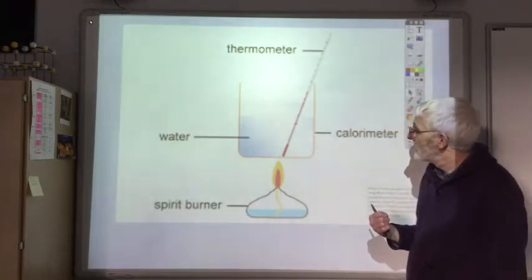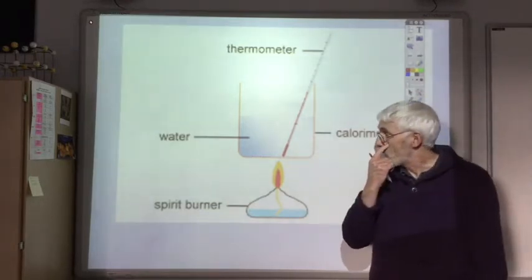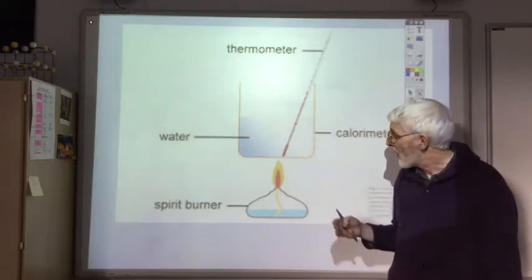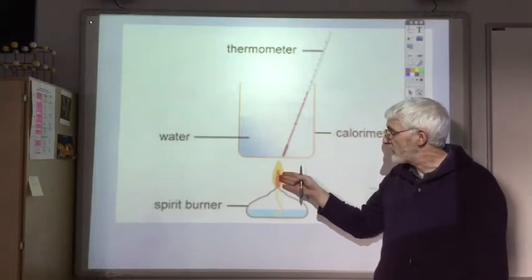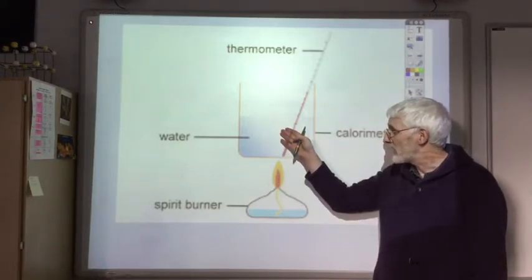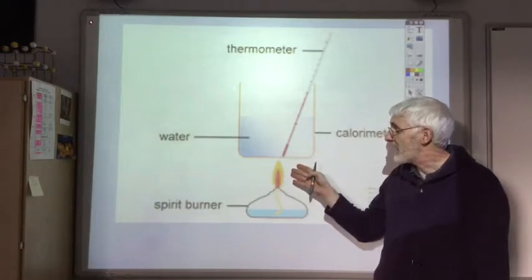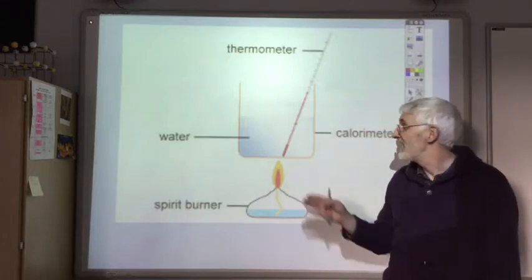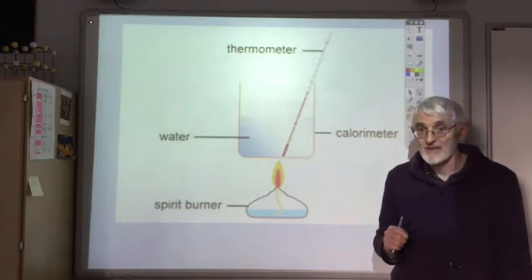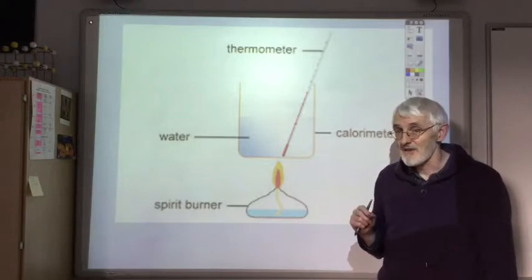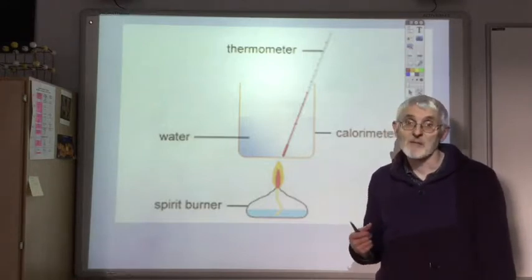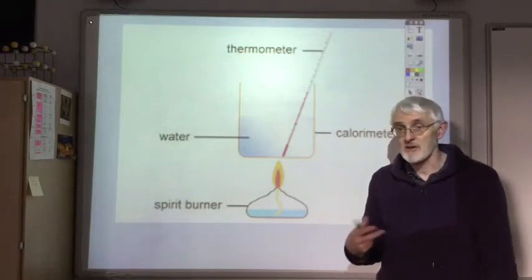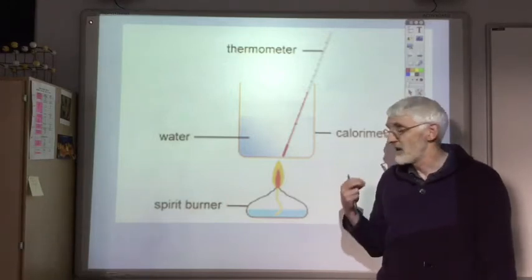The other main reason for getting a lower value than the true value is due to heat loss to the environment. All the heat produced by the burning fuel does not go into the water. Some of it heats up the air surrounding it, some of it is used to heat up the copper can. It doesn't all get into the water. So for those two reasons, the value determined experimentally in a school lab would be far less than the true value.